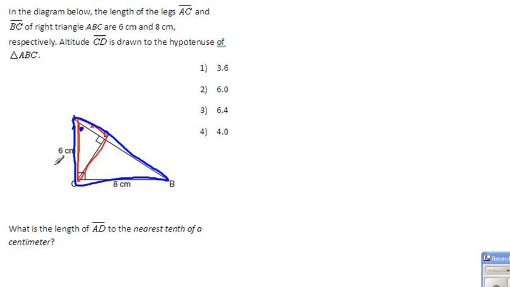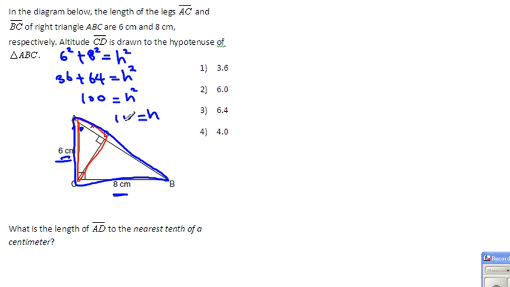Now, knowing that this side is equal to 6, this side is equal to 8, we get to figure out the hypotenuse right away. Having 6 squared plus 8 squared is equal to hypotenuse h squared. And here we have 36 plus 64 is equal to h squared. And h squared now becomes 100. By taking the square root on both sides, h will be equal to 10. That's what we end up with here.